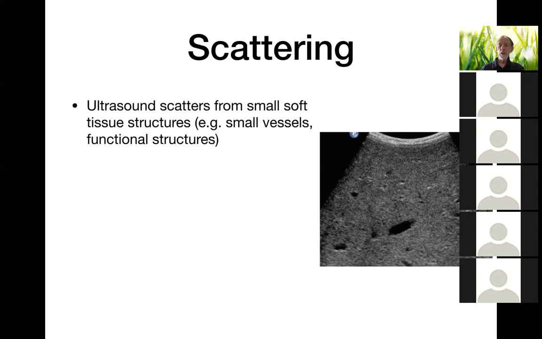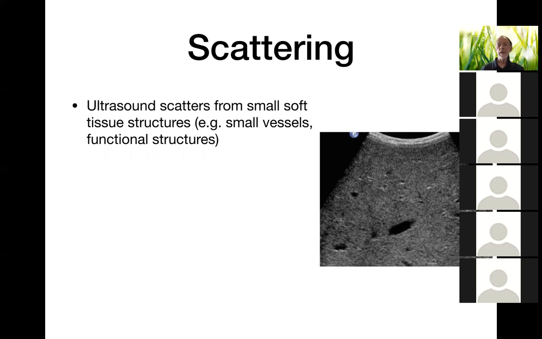So ultrasound, as it's passing through soft tissue like this liver, scatters from any small tissue structures that it encounters. So these may be small blood vessels, lymphatic vessels, small functional structures within the liver, etc. Anything that is small causes scattering.